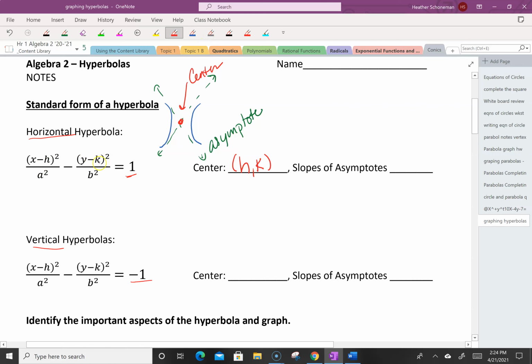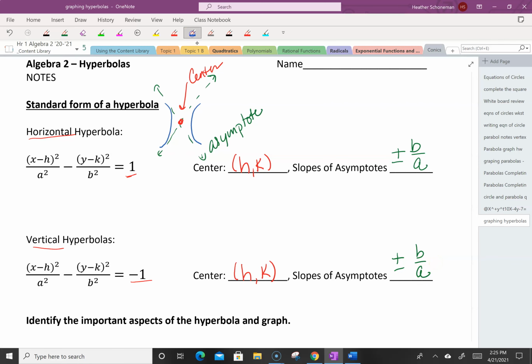Notice in the parentheses it has minus h and minus k, so we use the opposite, which we're very used to. Then the slopes of the asymptotes: there are two of them, so it's two slopes. One is positive b over a, and one is negative b over a. Notice in the equation it's b squared, so to find b or a, you take the square root. On this one, there's nothing different. This is h, this is k, and this is going to be plus or minus b over a.